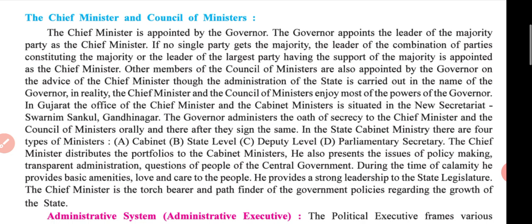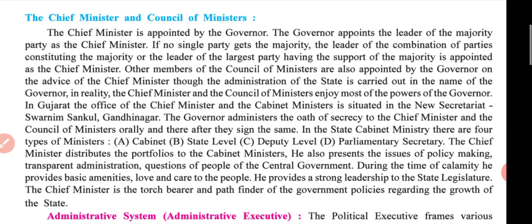In the state cabinet, there are four types of ministers. First, cabinet. Second, state level. Third, deputy. And fourth, parliamentary. In 1 or 2 marks, this type of question is asked. If the paper comes with twisted questions, then the four types matter. So please underline these four types of ministers: cabinet, state level, deputy, and parliamentary.